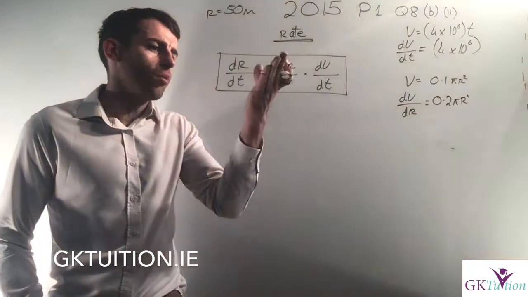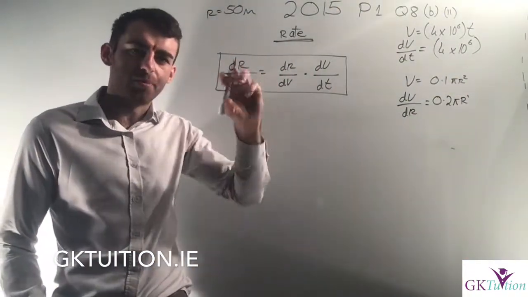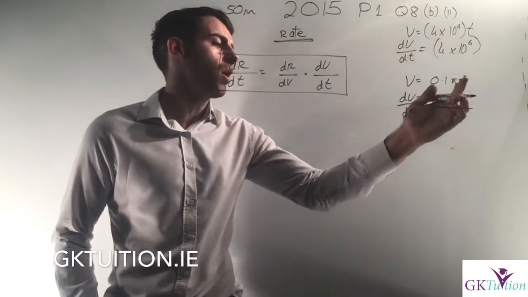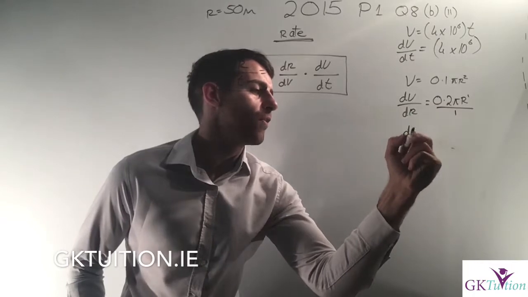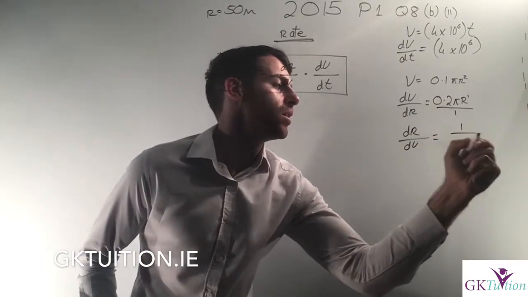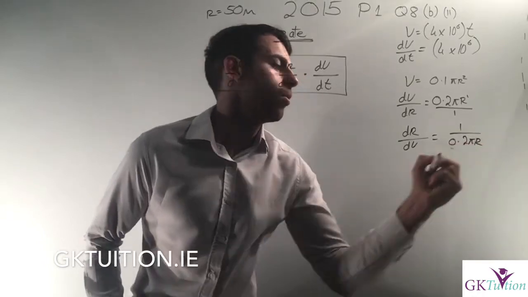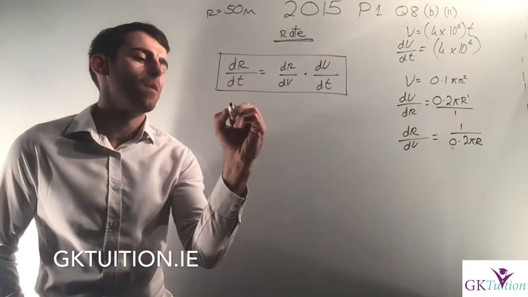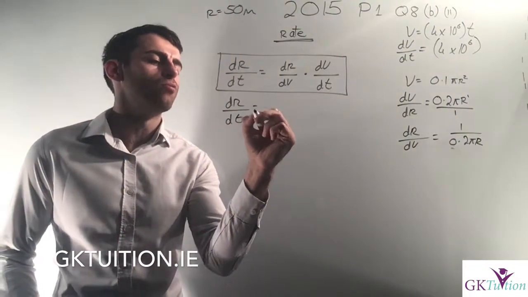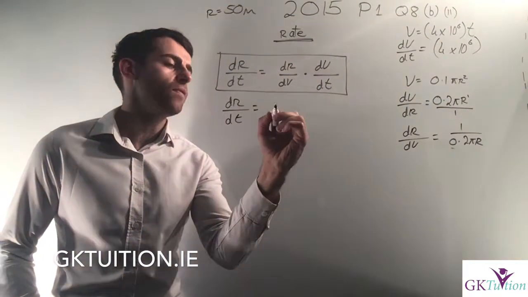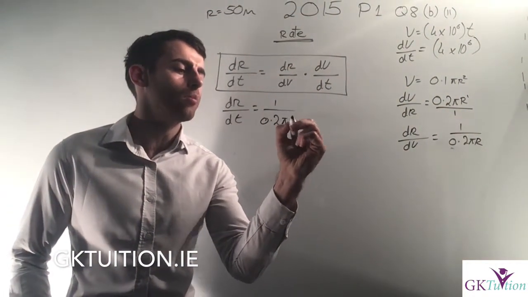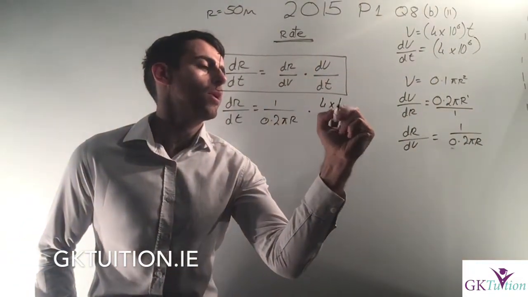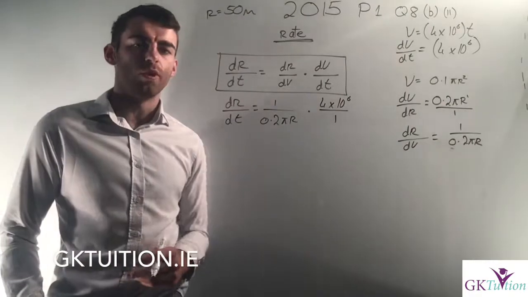However, I don't want dV/dr, I want dr/dV. Or in other words, I want the reciprocal of it. So all I need to do is flip my fraction. You should view this as 0.2 pi r over 1. So if I flip both of my fractions, that means that dr/dV is 1 over 0.2 pi r. So now I know dr/dV and I know dV/dt, so I can just sub straight in. So dr/dt, the rate at which the radius is increasing, is dr/dV, which is 1 over 0.2 times pi times r, multiplied by dV/dt, which is 4 by 10 to the power 6, and let's just call it over 1.